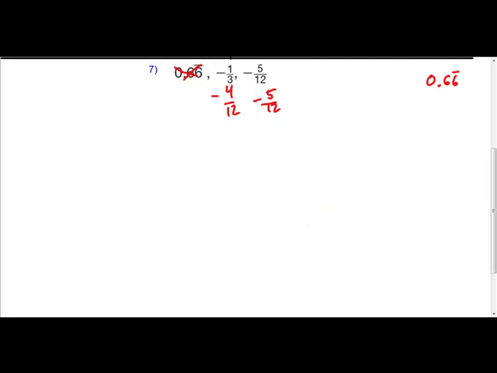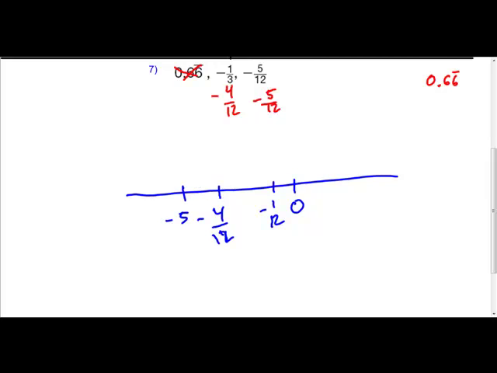And now it would be really tempting for me to say that negative 5/12 is larger than negative 4/12. It would be really tempting because 5 is bigger than 4. But remember, these are negative numbers. If I have a number line and I have 0 here, negative 4/12 is going to be in this direction. And then the number right after negative 4/12 is going to be negative 5/12. And since to the left is lesser, to the right is greater, negative 4/12 has to be greater than negative 5/12.